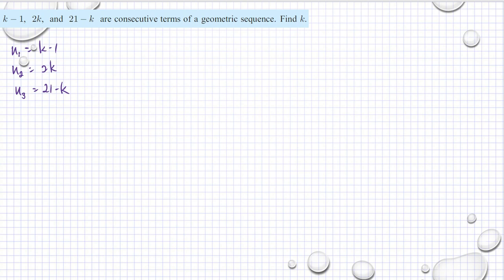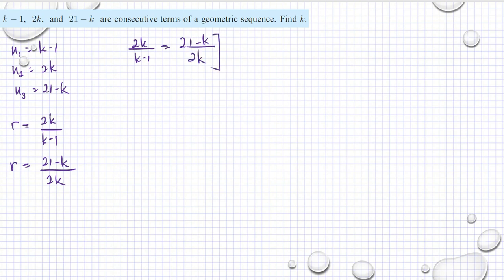Okay, and then if you want to find r, then we have 2k divided by k minus 1, and another r is equal to 21 minus k divided by 2k. So if you want to equate that, we have 2k divided by k minus 1 is equal to 21 minus k divided by 2k.